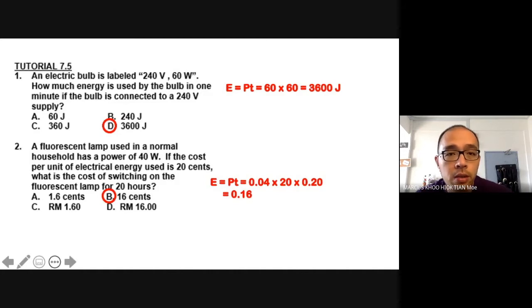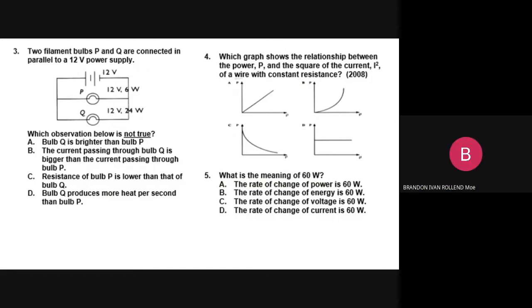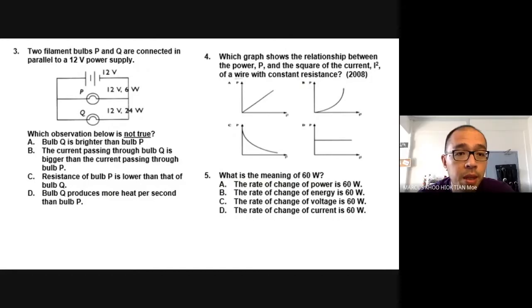All right, so I think if you've done the exercises previously, you would already be okay with this. Next, number three, two filament bulbs, blah, blah, blah. Brandon? C. C, resistance of bulb P is lower than that of bulb Q. Okay, this is the one that we discussed the other day, right, Wilson? Do you know why already?